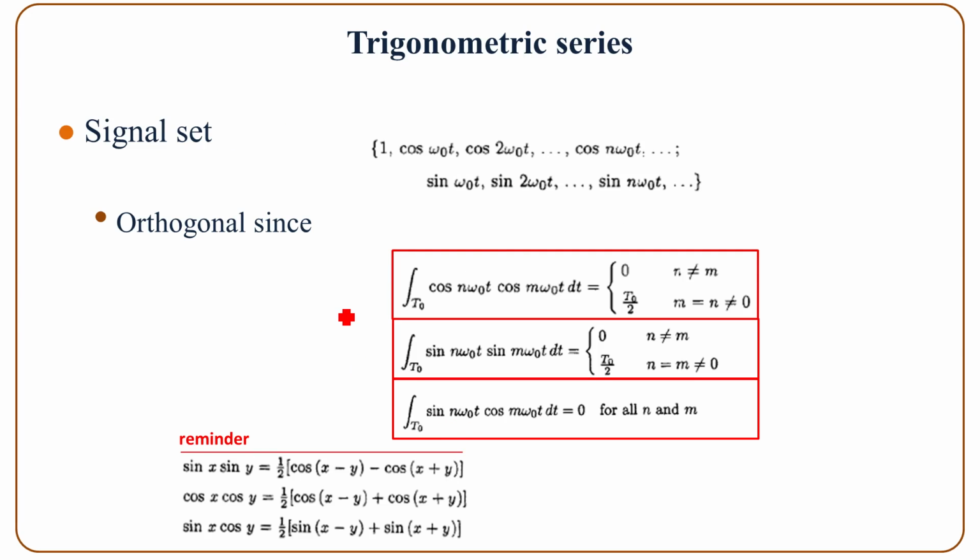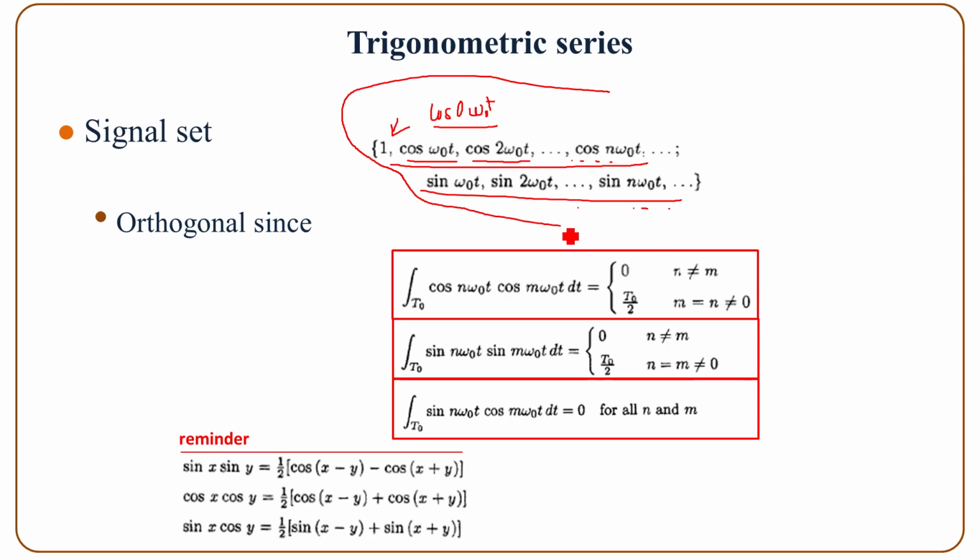Now we talk about the trigonometric series. Let's say we have a signal set with cosine signals and sine signals. Number one here is actually cosine of 0 omega naught t, then cosine of omega naught t, cosine of 2 omega naught t, etc. And on the other side we have sine of omega naught t, sine of 2 omega naught t, etc. We can use these signals as the basis signals because they are orthogonal, and we can prove this.